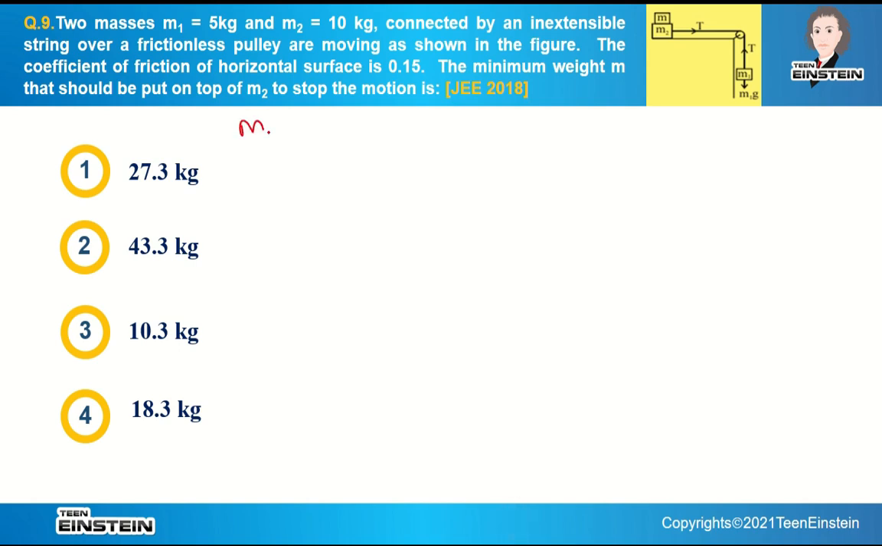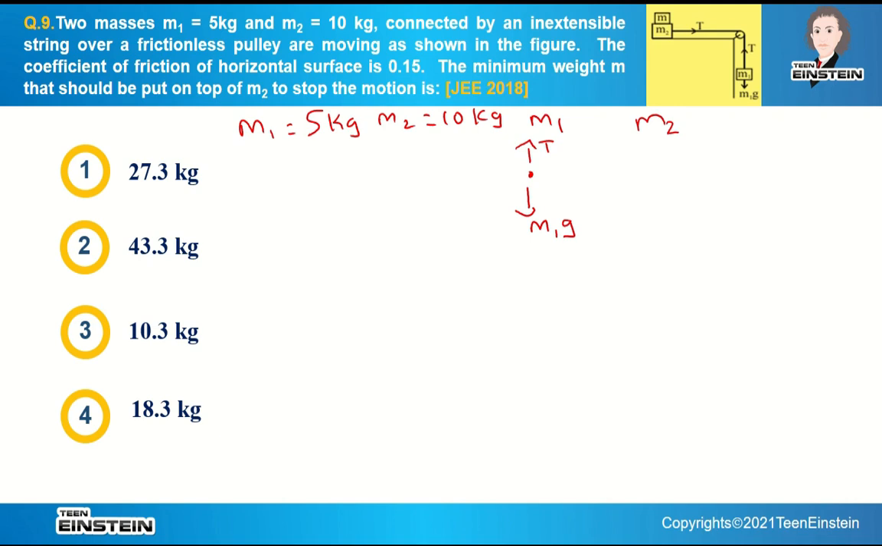So here the m1 value they have given is 5 kg, and m2 they have given as 10 kg. So when a block of mass m is placed on m2, the motion stops and balances the tension. So both the tensions become equal. For m1, you will have the mass here, and the tension will be acting in the opposite direction, and the force m1g will be acting in the opposite direction. Okay, this is for m1.